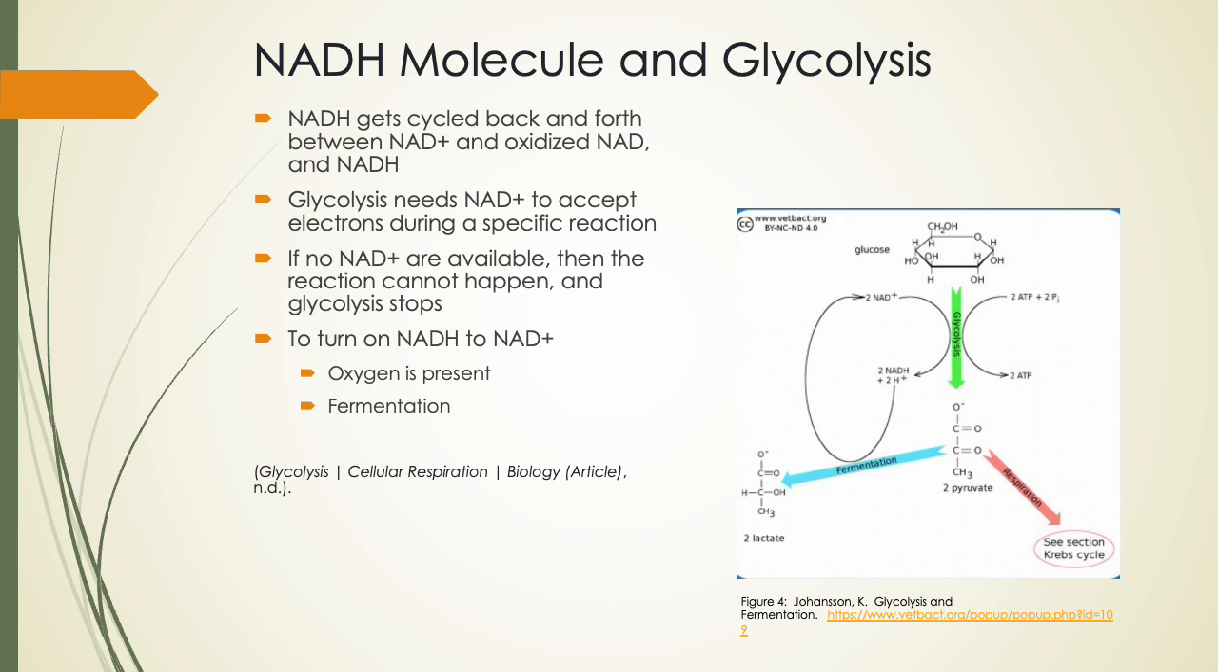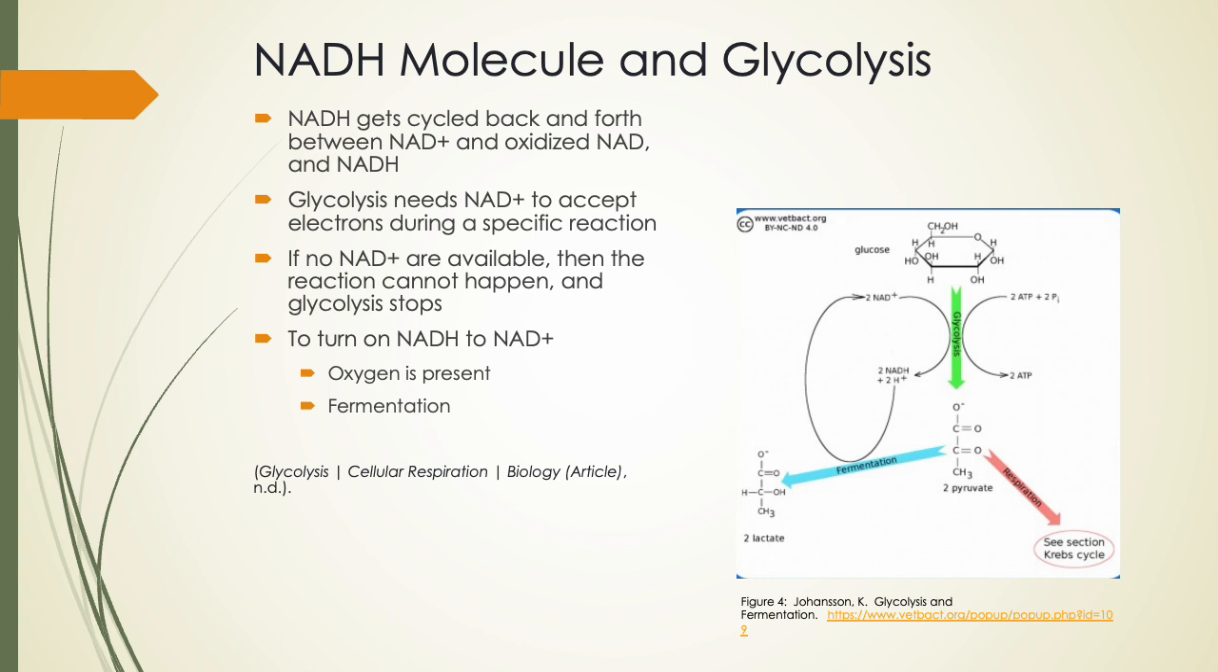The first is with the presence of oxygen. When oxygen is present, NADH is able to send its electrons through the electron transport chain, making NAD plus, so it can be used in glycolysis. During the electron transport chain, more ATP is also made.